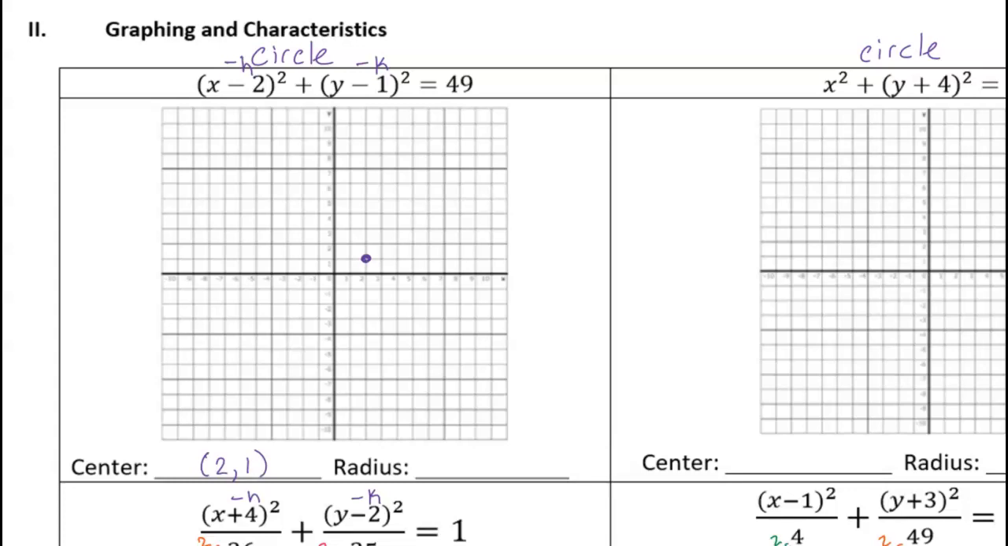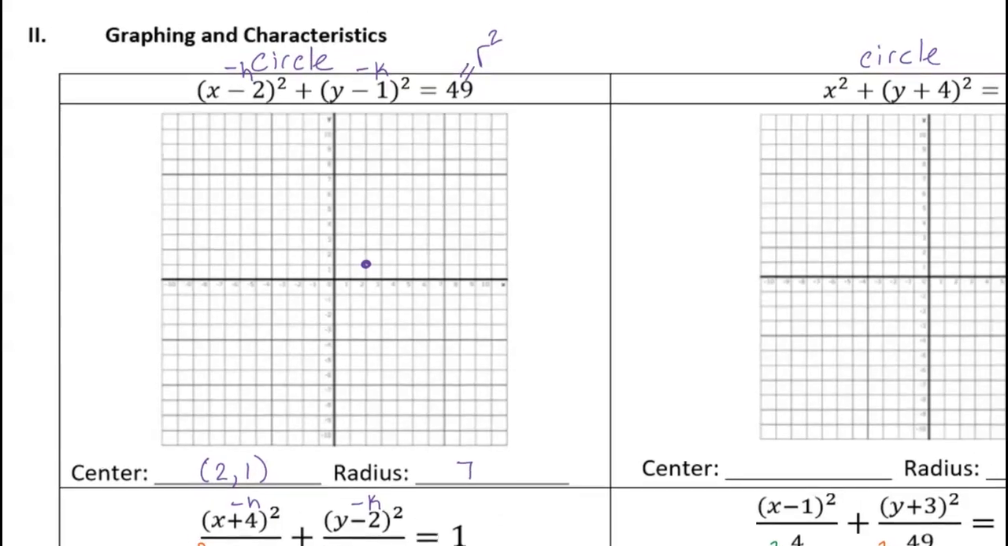Then what the standard equation for a circle is set equal to determines our radius squared. This 49 is what our radius squared is equal to. So our radius in this case is actually the square root of 49, or 7. Remember, to get our radius, you'll always have to square root that number. So then to finish graphing this, I'm just going to count 7 in every direction. You only have to do 4, left and right, up and down. 1, 2, 3, 4, 5, 6, 7.